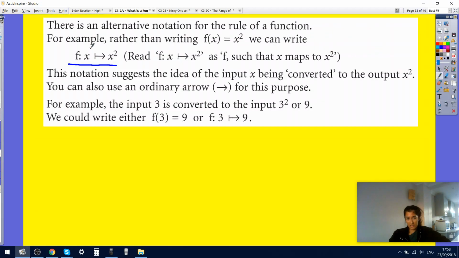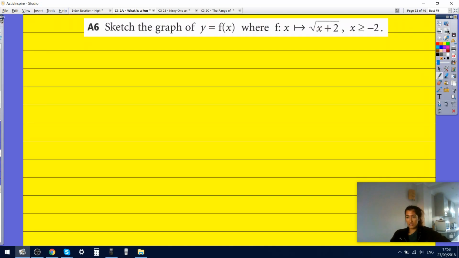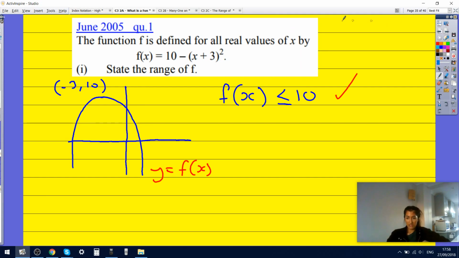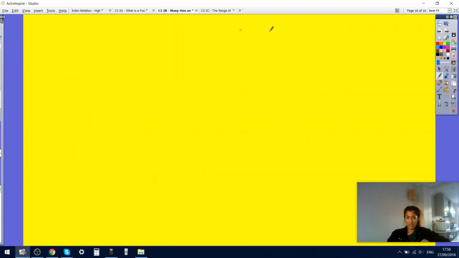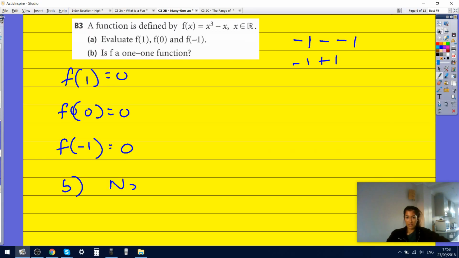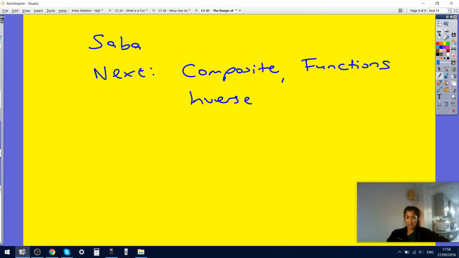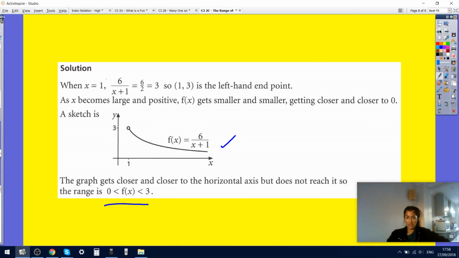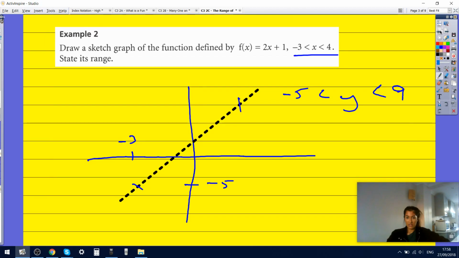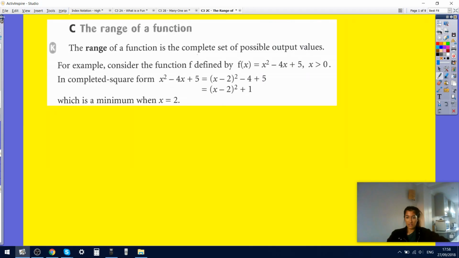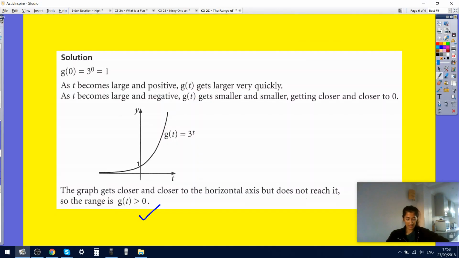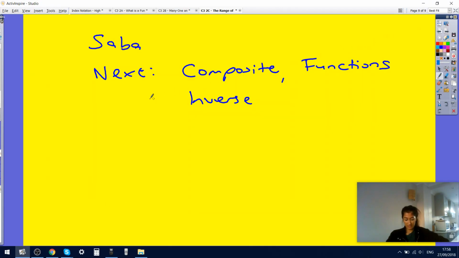This is just a different way of writing f of x equals, still for functions. And these exam questions we did, many to one, we looked at. Many to one functions. And then range is possible outputs. How'd you find that? Pretty easy. I'm glad you found it easy.